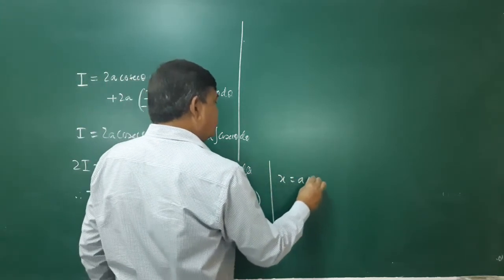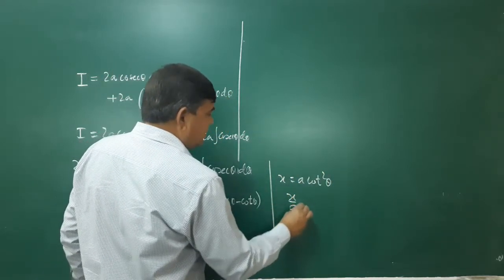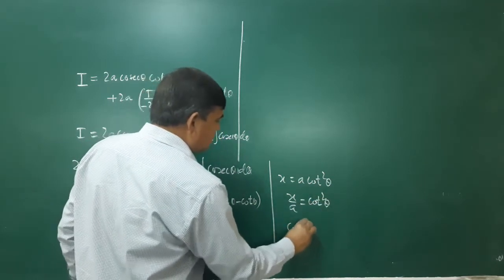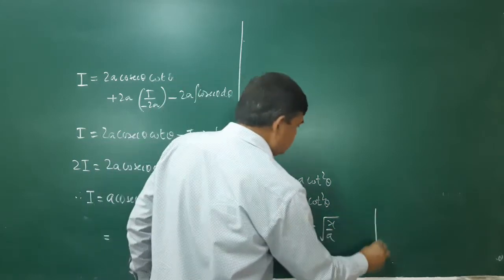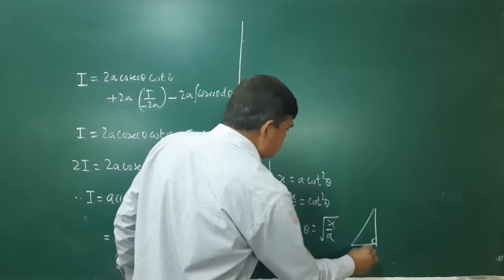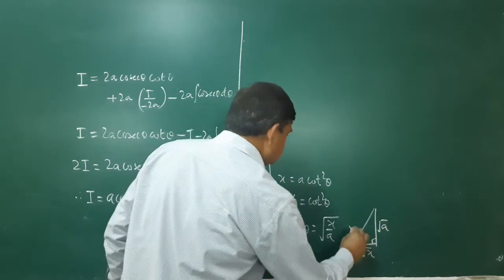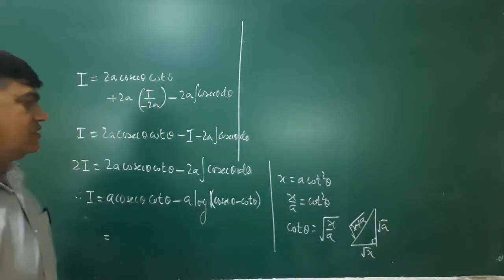x was a cot square theta. So x by a equals cot square theta. So cot theta is under root of x by a. So this is root x, here it is root a, and this is root x plus a, with angle theta.